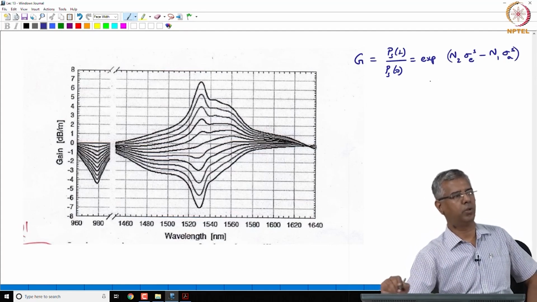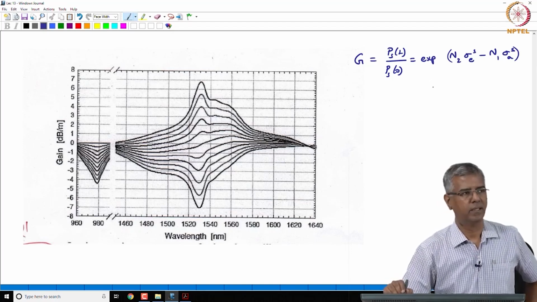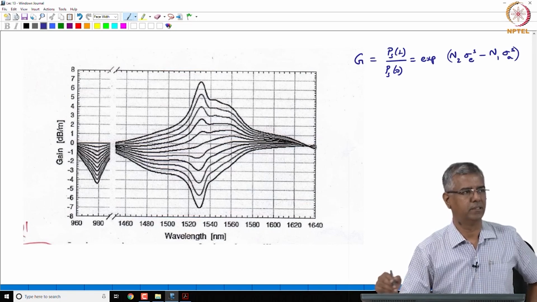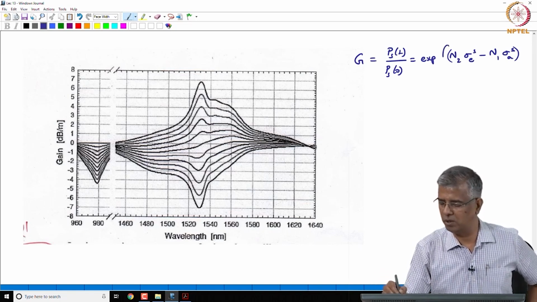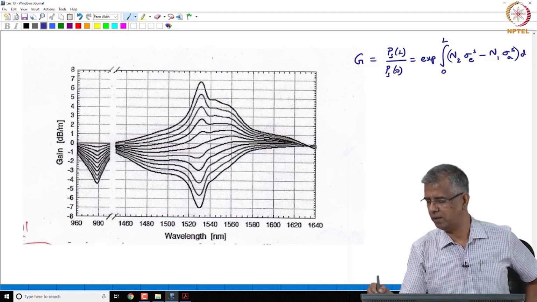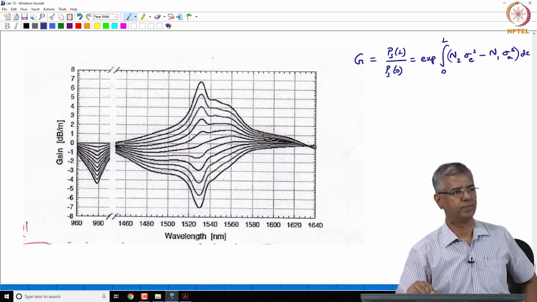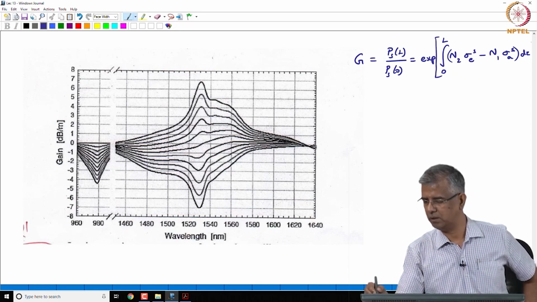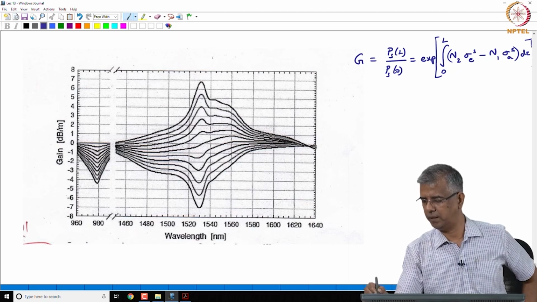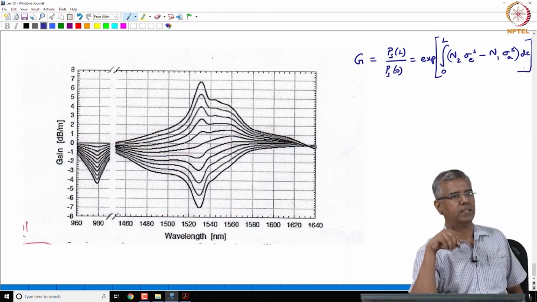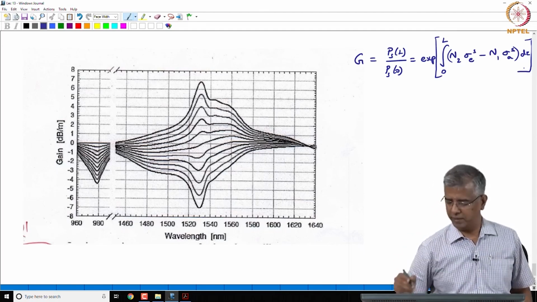So, when I want to look at the overall gain, what do I have to do? I have to integrate under that curve, right. So, I would have to integrate from 0 to L dz, okay. This entire thing now is sitting within an exponential. Do you understand how I wrote that?